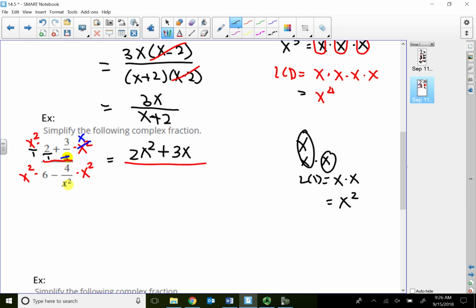X squared times 6 is 6x squared minus 2x on top, 2x in the bottom canceled out. So that just leaves me with a 4.